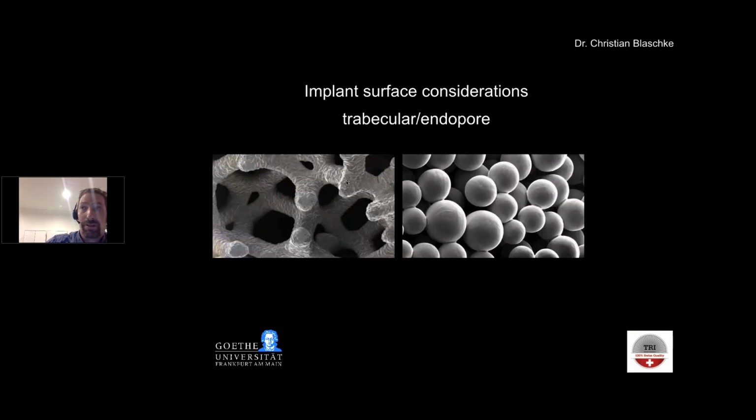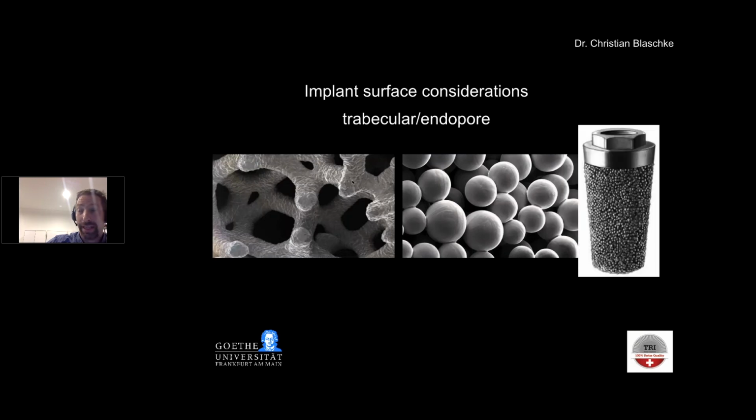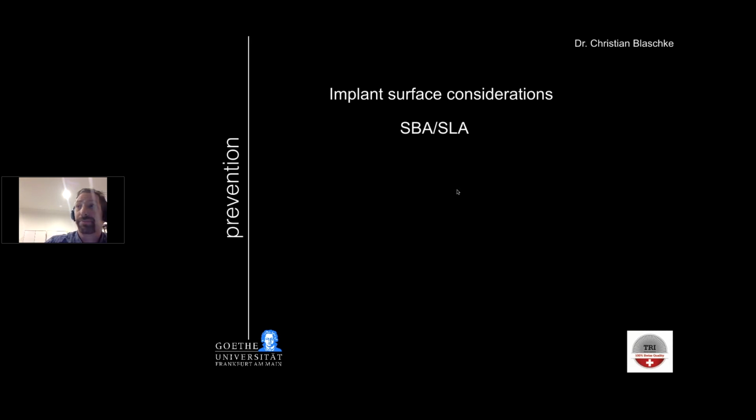Then you have trabecular metal and endopore. Both are similar products, I believe. On the left, it's trabecular metal. On the right is endopore. This is even worse. So if you get any exposure of these surfaces to any sort of biofilm, your implant is pretty much gone. So not a surface I would therefore consider for an implant as a long-term surface.